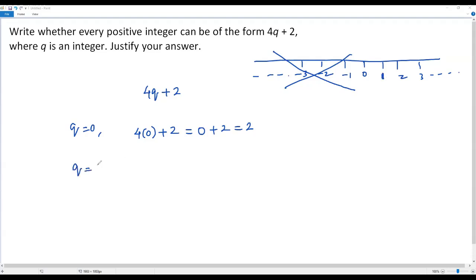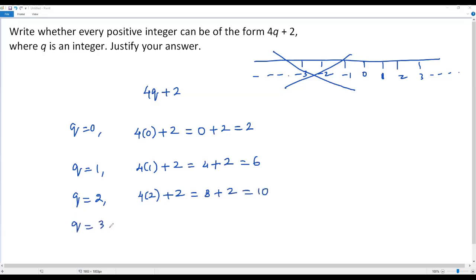Let me take q equals 1. In that case, I am getting 4 times 1 + 2 equals 4 + 2, that is equal to 6. Now let's take the next positive integer value for q, that is q equals 2. Then we get 4 times 2 + 2 equals 8 + 2, equals 10. Let me take the next positive integer for q, that is 3. When I take q equals 3, then we get 4 times 3 + 2 equals 12 + 2, equals 14. When I plug in q equals 4 and q equals 5, I'll be getting positive integer values greater than 14.